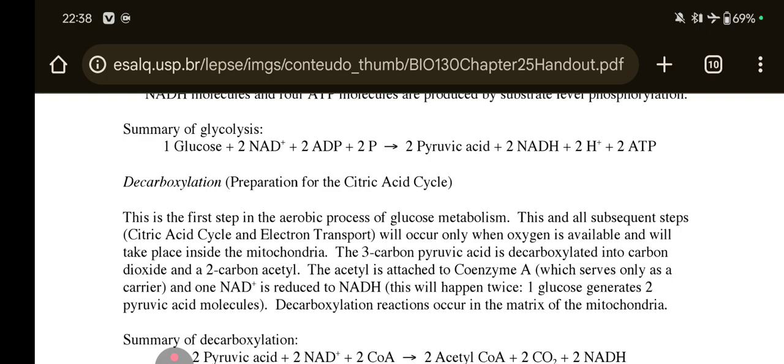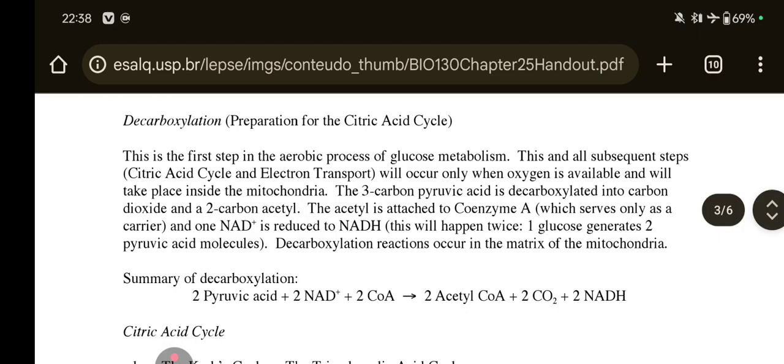Decarboxylation. Preparation for the citric acid cycle. This is the first step in the aerobic process of glucose metabolism. This and all subsequent steps, citric acid cycle and electron transport, will occur only when oxygen is available and will take place inside the mitochondria.